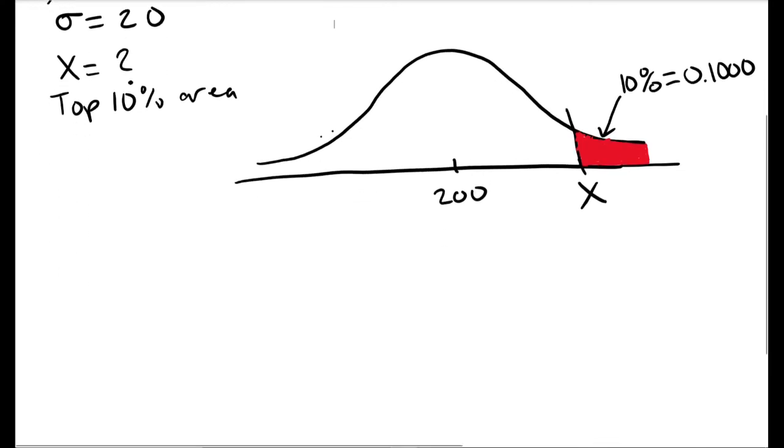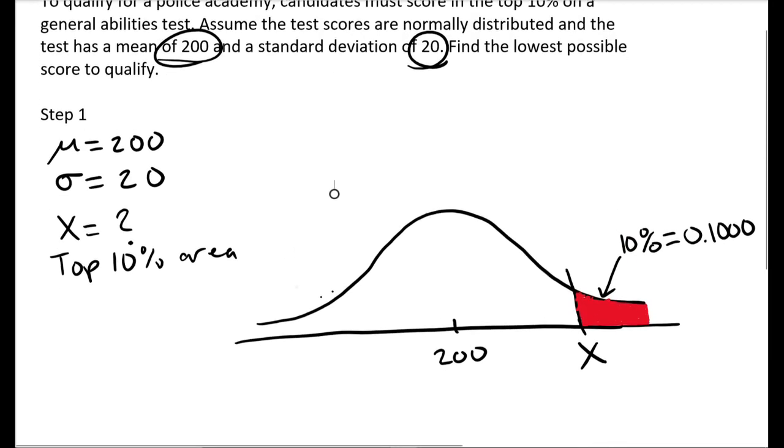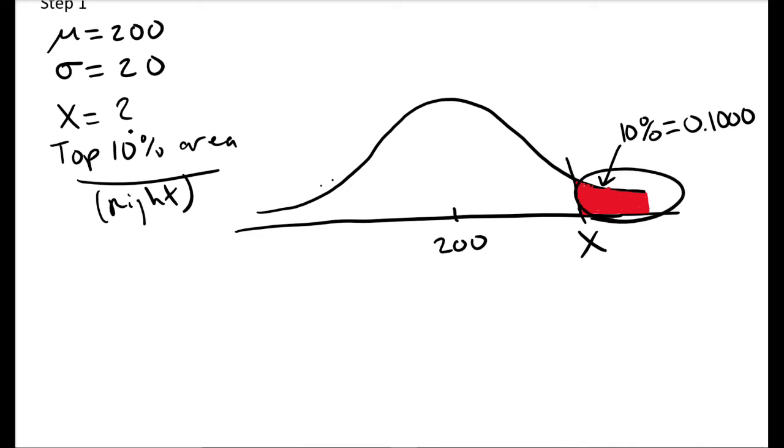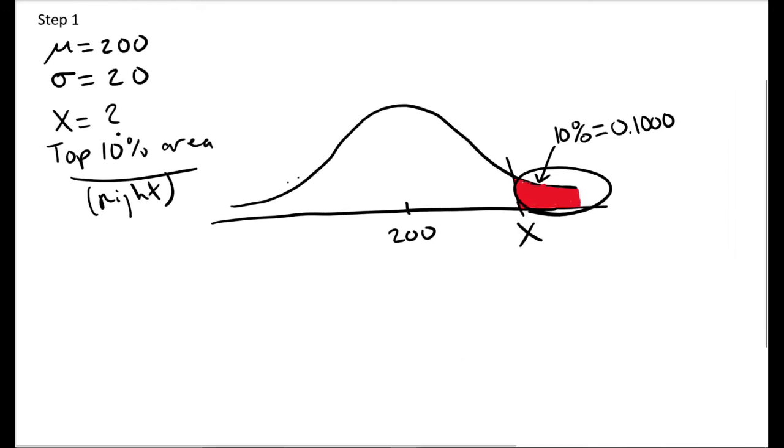Now we want the top 10% to qualify, right? The top 10% of scores. So the top 10% means we're shading the area on the right side. So we're looking for the right 10% on the table. If they wanted the bottom 10%, that would be on this left side, right? But they don't want that. They don't want people in the bottom 10%. They want the most qualified.